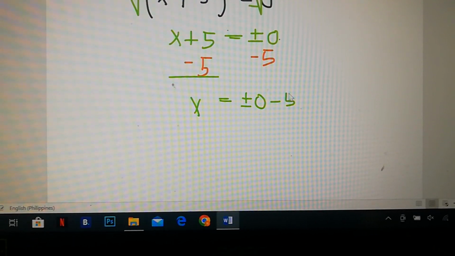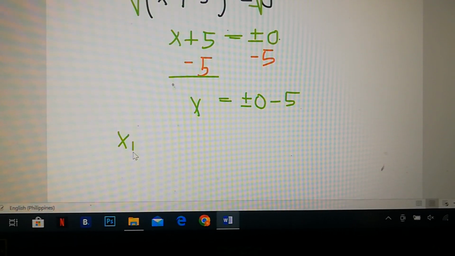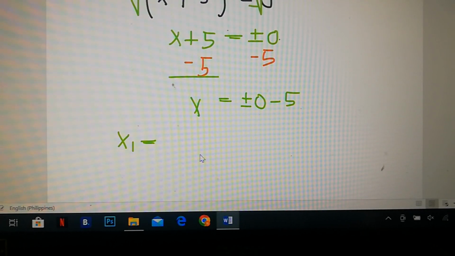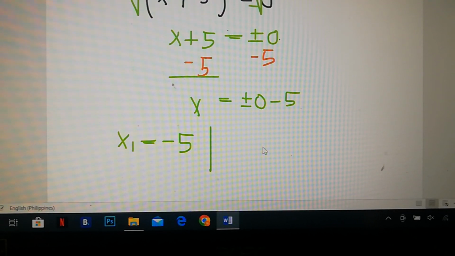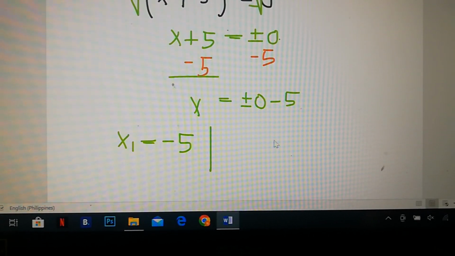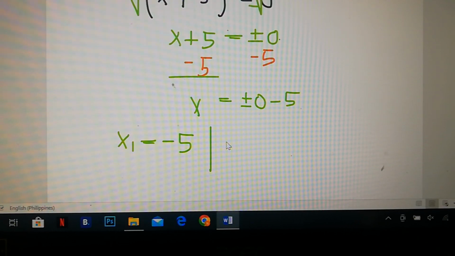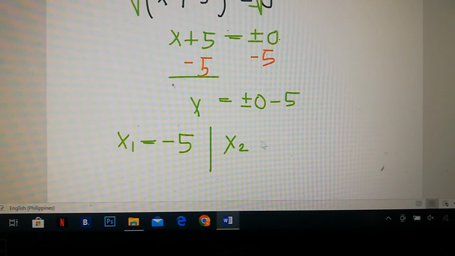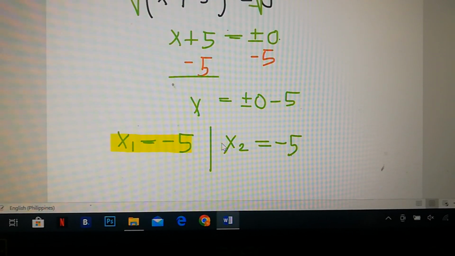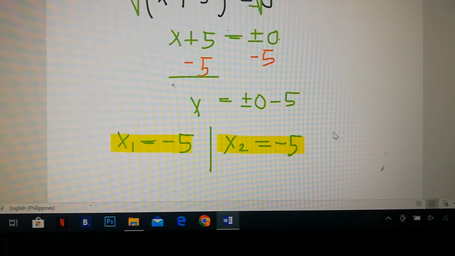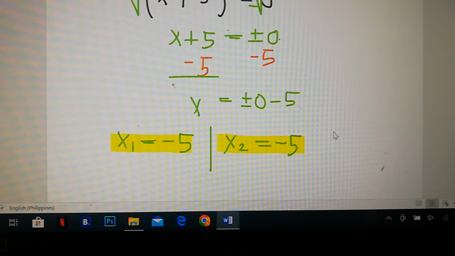So your x sub 1 is equal to 0 minus 5, equal to negative 5. And your second solution is negative of 0, or simply 0 minus 5 again, which is equal to negative 5. So the solutions of the quadratic equation are equal. Always remember that the number of solutions of any quadratic equation is equal to 2.